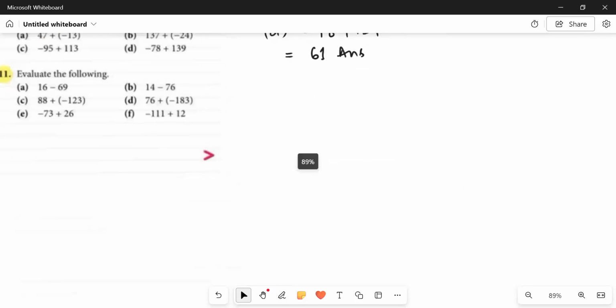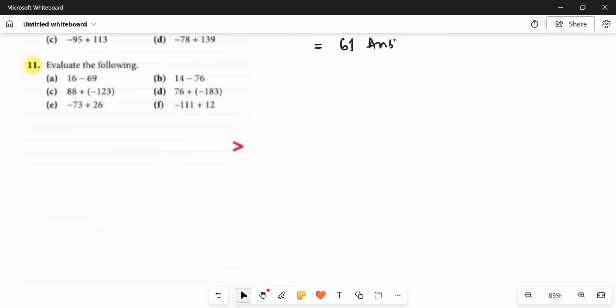Then we have question number 11. Same question. Part A, 16 minus 69. 16 is positive, 69 negative. So we have to subtract over here. When we subtract 16 from 69, we will get 53. And 69 is greater, having a negative sign, so the answer would be negative 53.